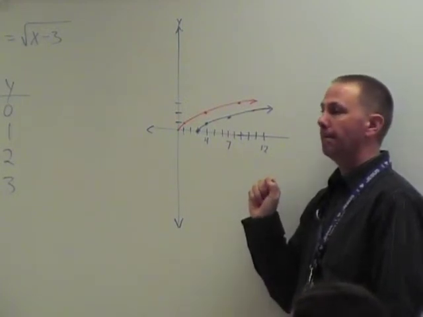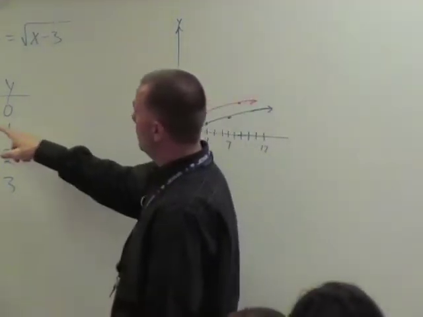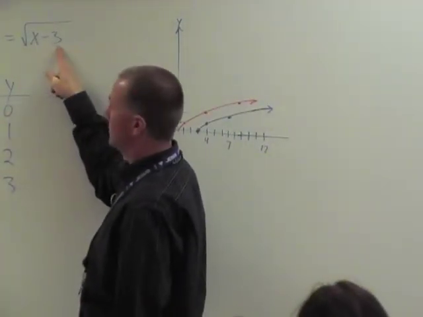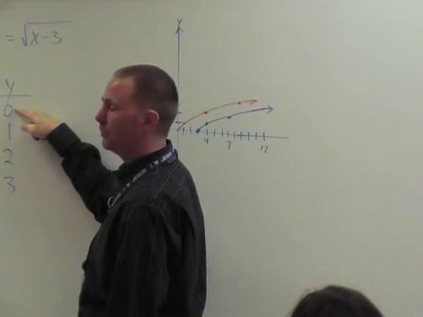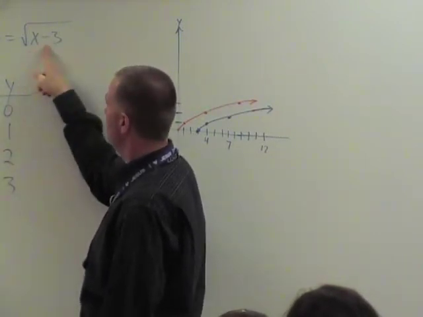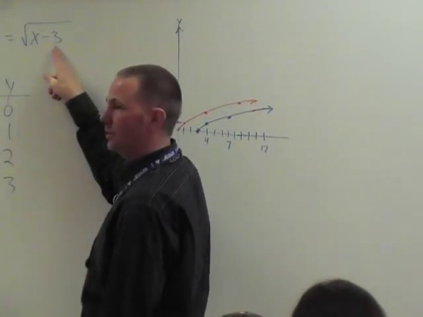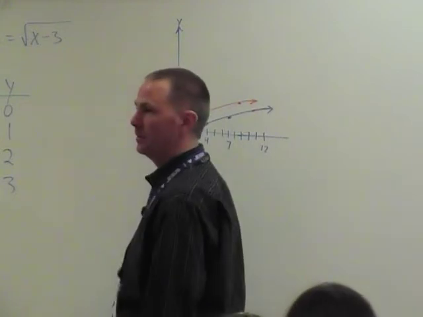Yeah, I don't know how you got the y value. I plugged 3 in for x. 3 minus 3 is 0. The square root of 0 is 0. 4 minus 3 is 1. The square root of 1 is 1. 7 minus 3 is 4. The square root of 4 is 2. 12 minus 3 is 9. The square root of 9 is 3.